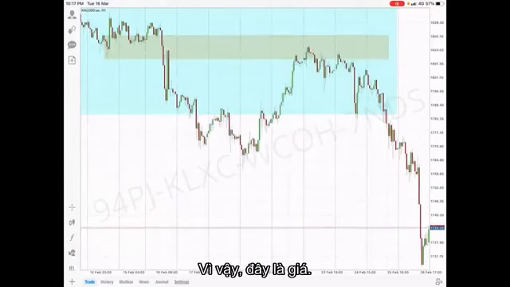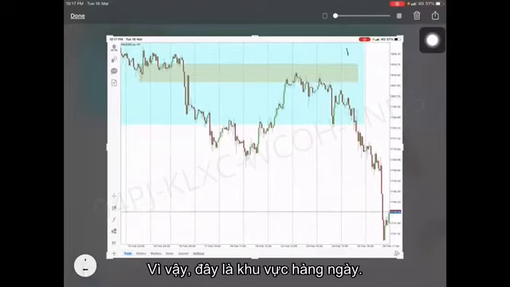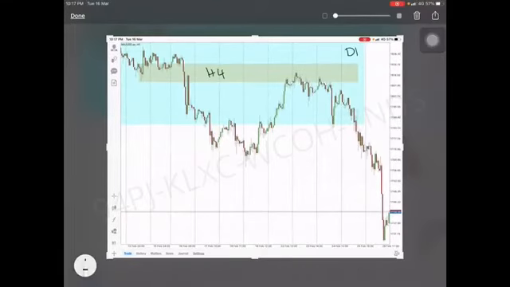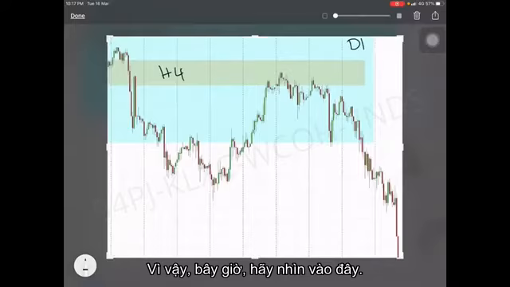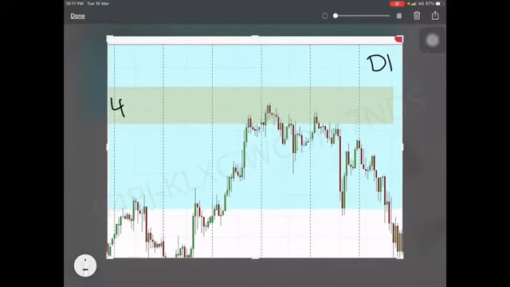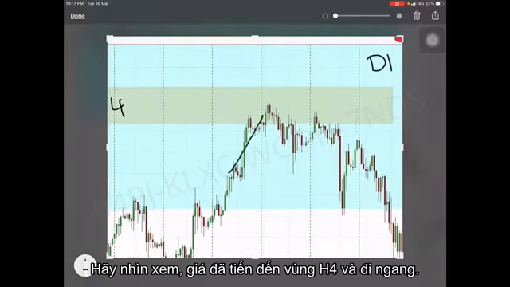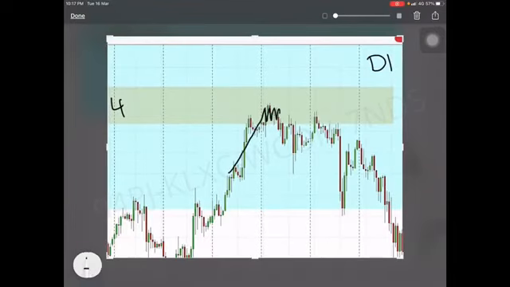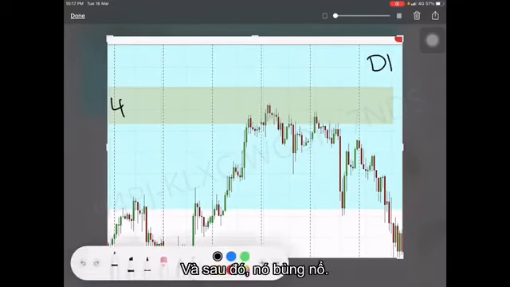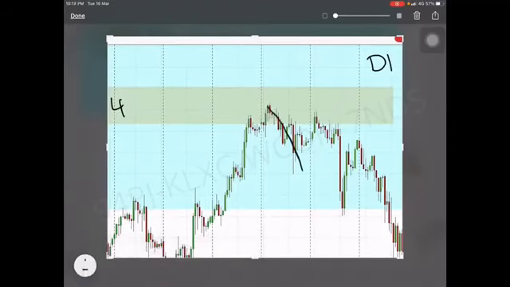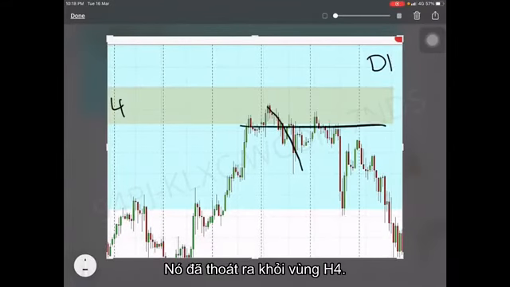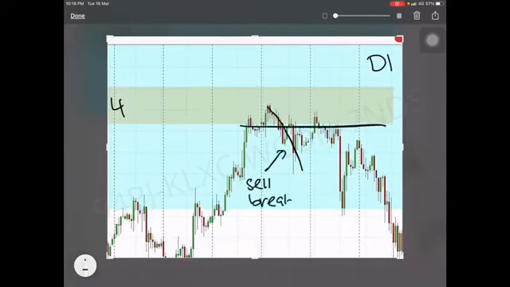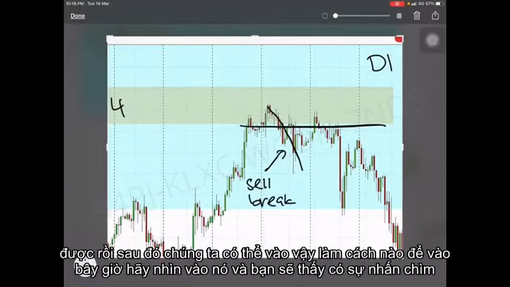So this is the price. This is the daily zone and this one is the H4 zone. Now look here. The price comes to the H4 zone and made a sideways, right? And then it broke out of the H4 zone. Did you see this? Sell break. Is it clear? Okay, after that, we can entry.